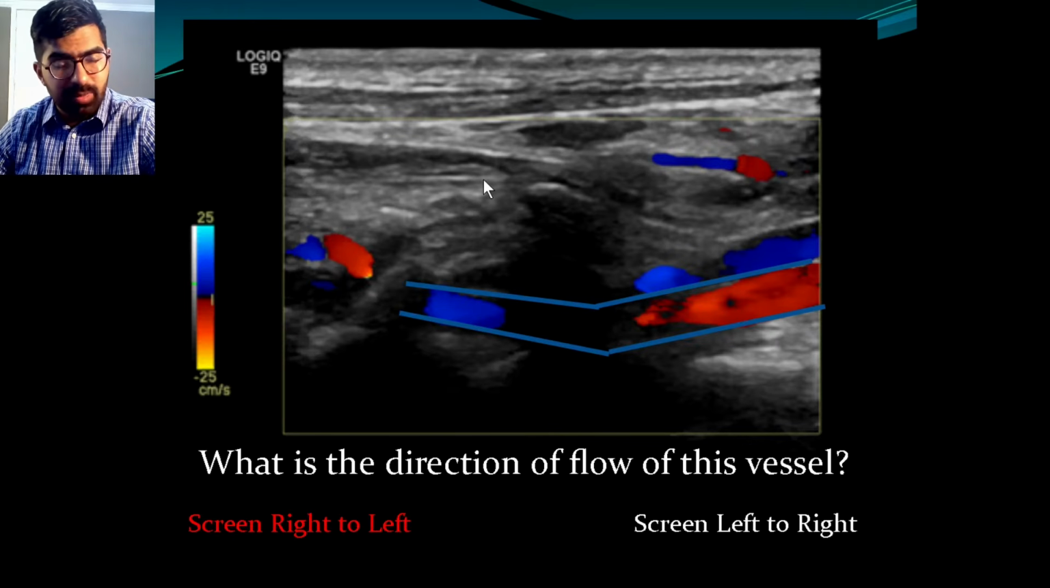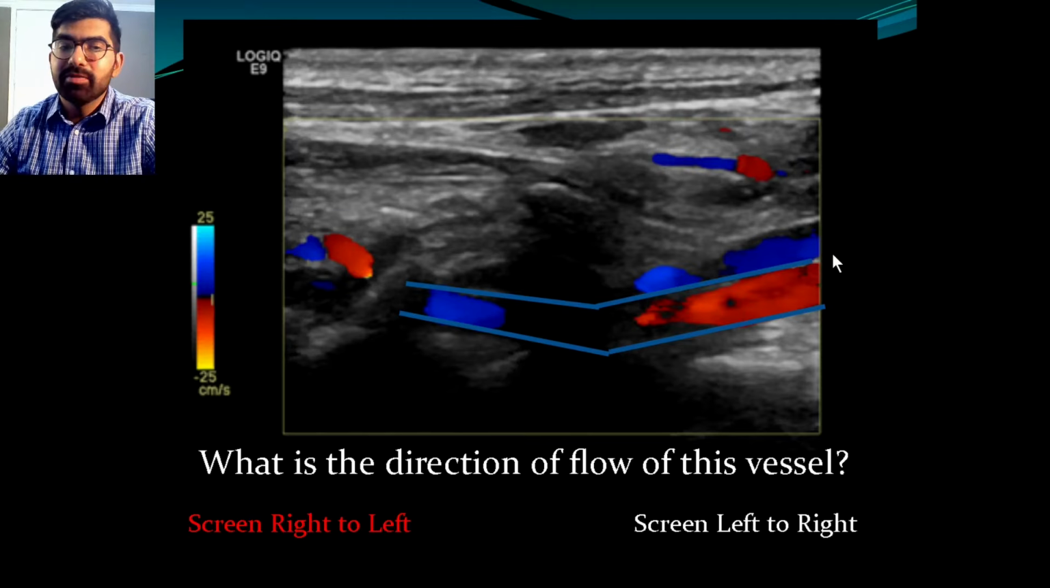Now, if you also picked up on the fact that it was a vertebral artery, and you know from our previous lectures that in a longitudinal view of a blood vessel, the left side of the screen is always towards the head and the right side of the screen is always towards the feet, you know blood flow has to be going, particularly in a normal vertebral artery, from right to left.